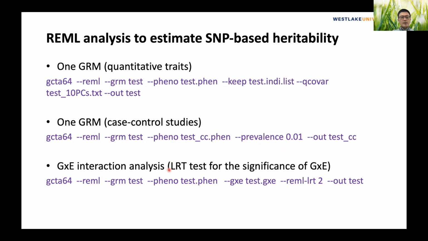We also provide an option to run a genotype by environment interaction analysis, which is this one, --gxe. So you can tell the program to run a GREML with this flag to input the environmental information and then ask the program to run a log-likelihood ratio test for the G by E component specifically.